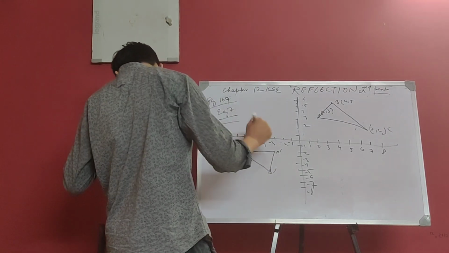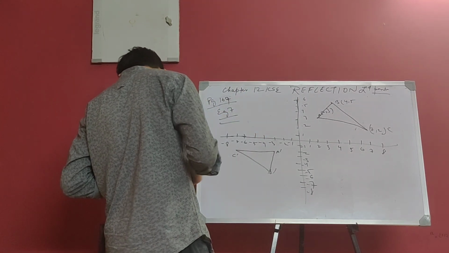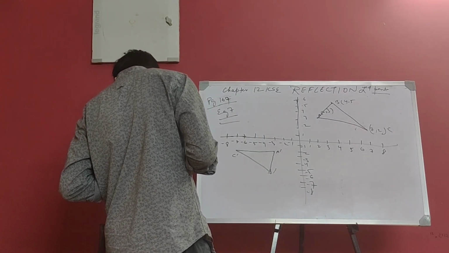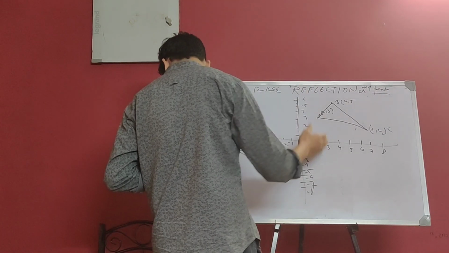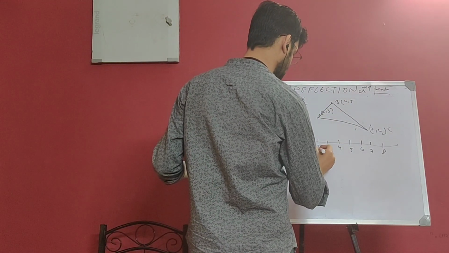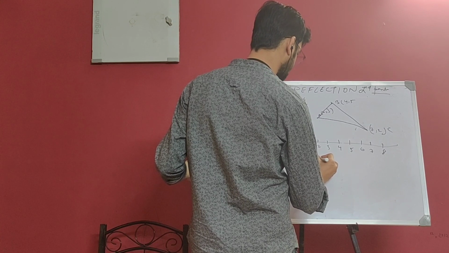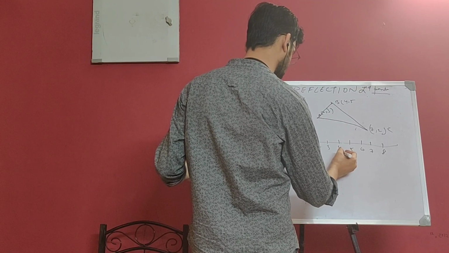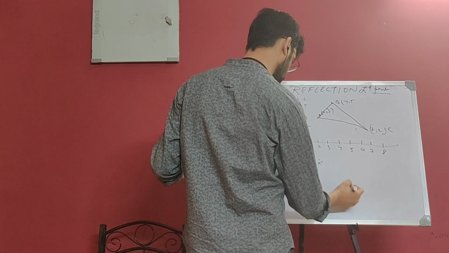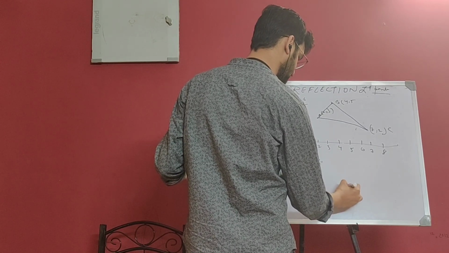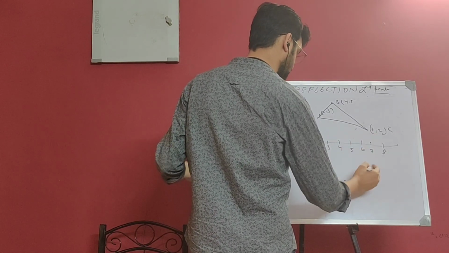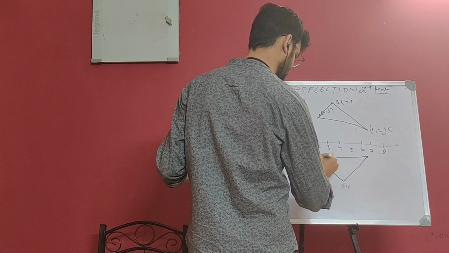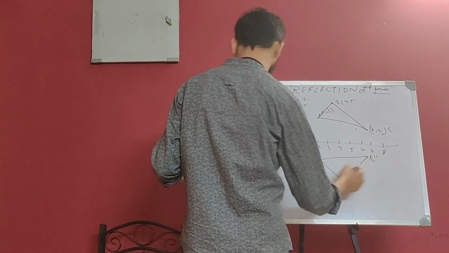Second question is, write the coordinates of A double dash, B double dash, C double dash, if A double dash, B double dash, C double dash is the image of triangle ABC when reflected in the x-axis. So this is reflected in the x-axis. If this is 2 comma 3, this will become 2 comma minus 3. B double dash will be 4 comma minus 5, and C double dash will be 7 comma minus 2, somewhere around here. So A double dash, B double dash, C double dash value will be this.